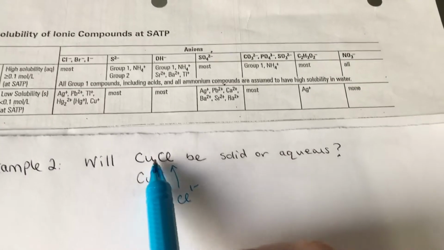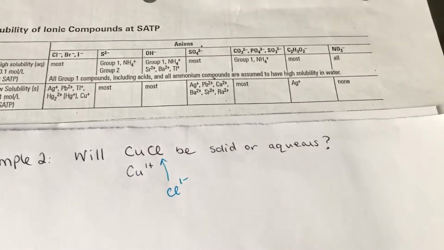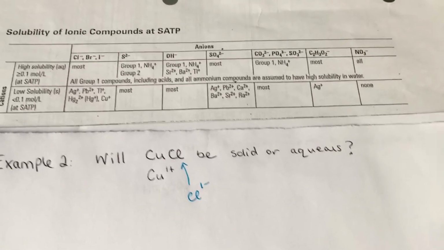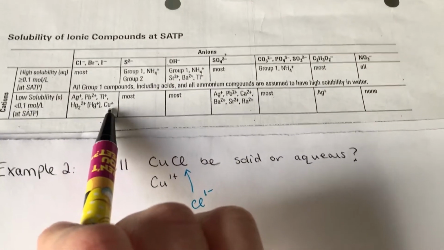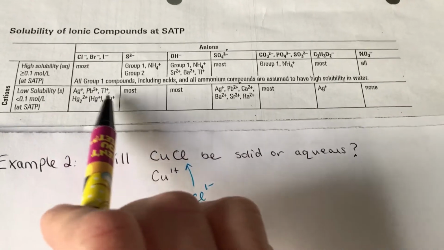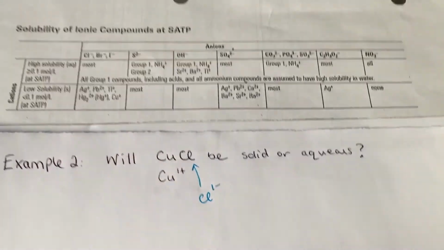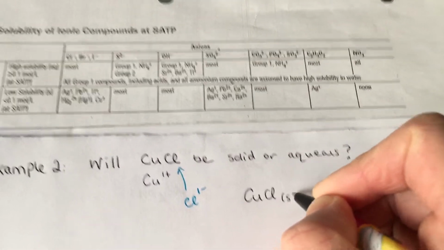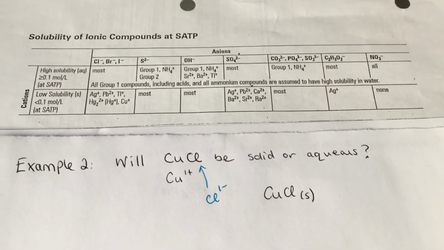There is 1 and 1 of these in this compound, therefore the copper has to be the 1+ ion, not the 2+ ion. And if we look in our chart, here it is here, copper 1+. It is one of these 6 specific ions. It has low solubility. So CuCl will form a precipitate, and that does mean that a reaction did occur.